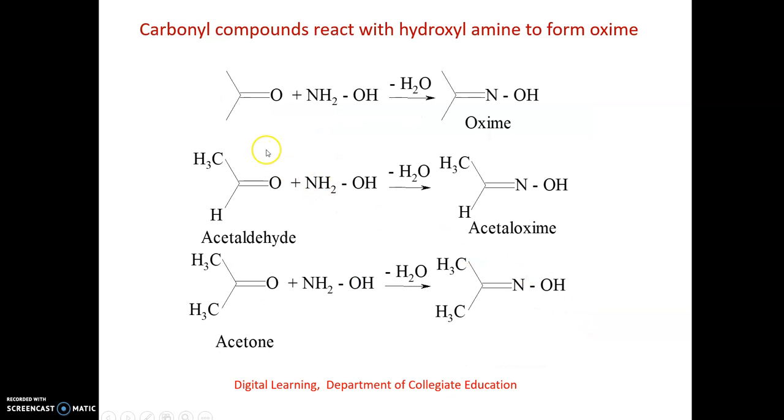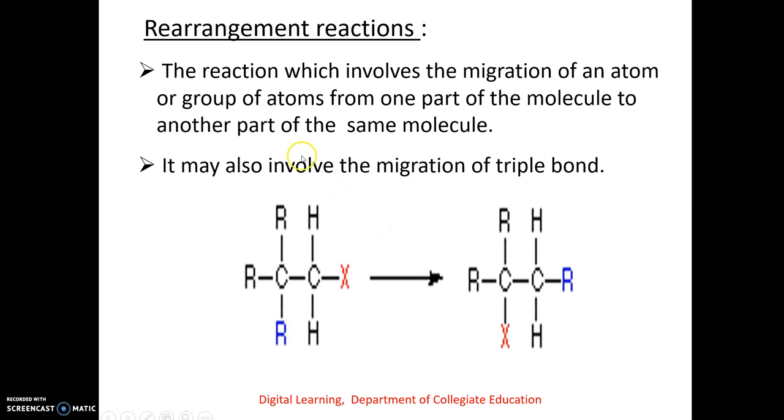Apart from that, we can also look at the condensation reaction in carbonyl compounds. For example, an aldehyde or ketone reacts with hydroxylamine to form the oxime. So an acetaldehyde or a ketone will react with hydroxylamine to form the corresponding oxime, a classical example for a condensation reaction. Coming to the next reaction, that is the rearrangement reaction.